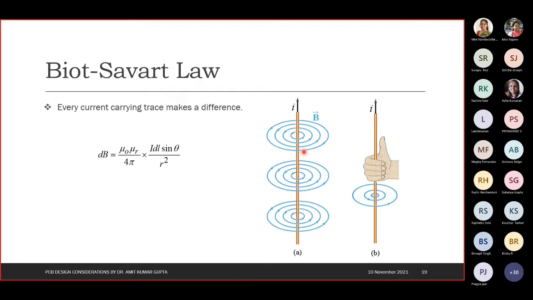Did we think about whether, if a milliampere is flowing through that conductor, it will still have any kind of magnetic field? This law says yes. Even if microampere current is flowing, that will produce some magnetic field. We cannot say it is zero. There will be some magnetic field. All these magnetic fields play an important role in circuit design.